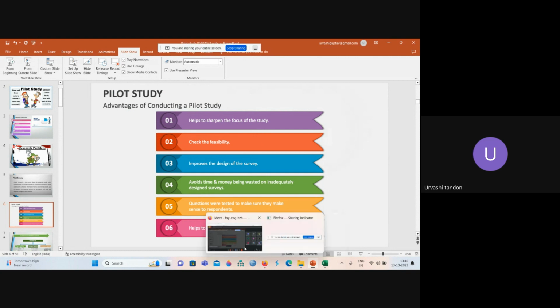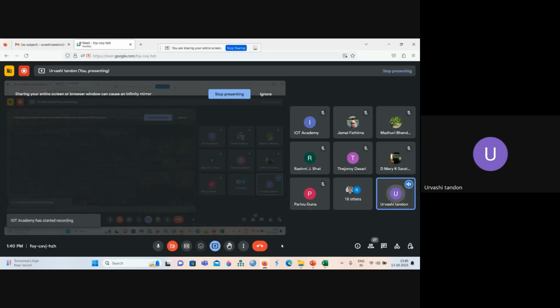Reason being, in the pilot study only we tend to see whether we will be able to get the right responses or not, whether our questions are up to the mark or not, right? So once in the pilot study you have tested the reliability and validity of this questionnaire, then it becomes very easy for you to proceed and go ahead, right? So always conduct a pilot study, because it's a very, very important part.